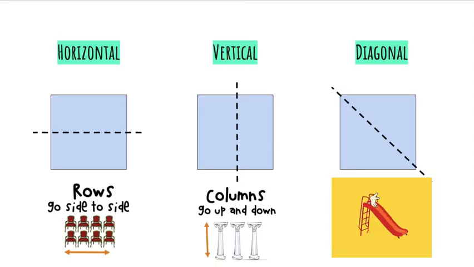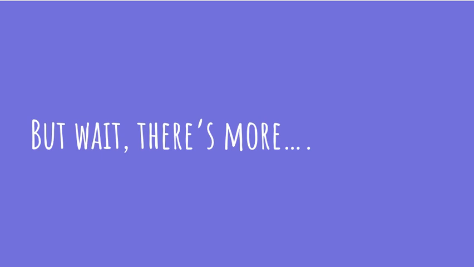This week we also learned that there are some other words we can use to talk about our lines of symmetry. If a line of symmetry is going exactly side to side, it's horizontal. If a line of symmetry is going up and down, like a column, it's called vertical. But if a line of symmetry is not going totally vertical or totally horizontal, but it's somewhere in between, and it slants kind of like a slide, it's called diagonal. But wait, there's more.